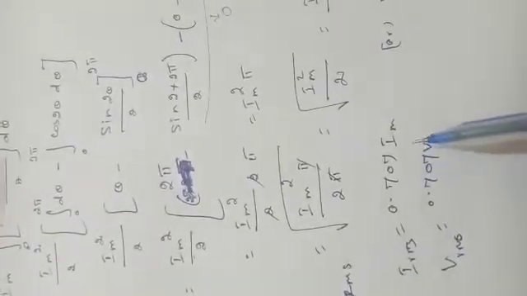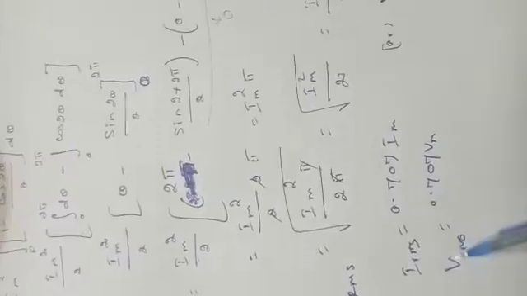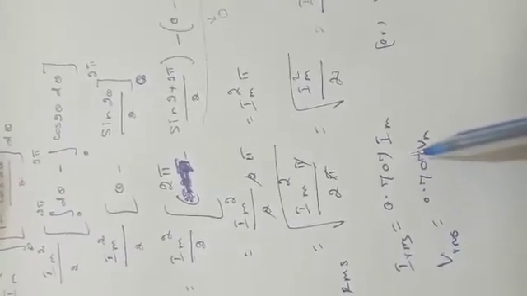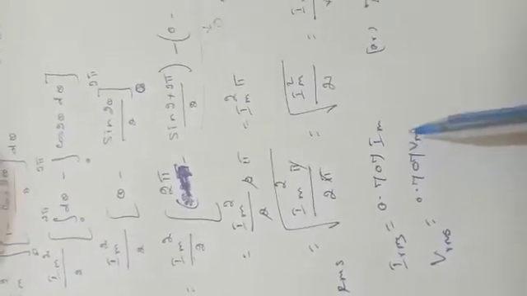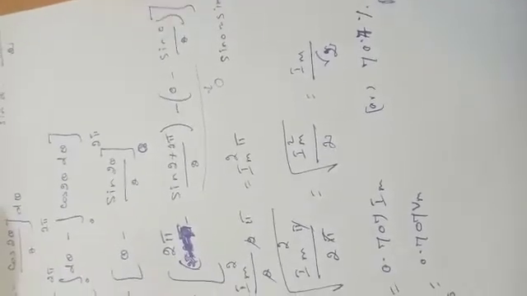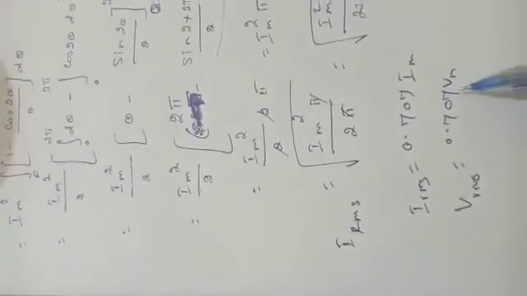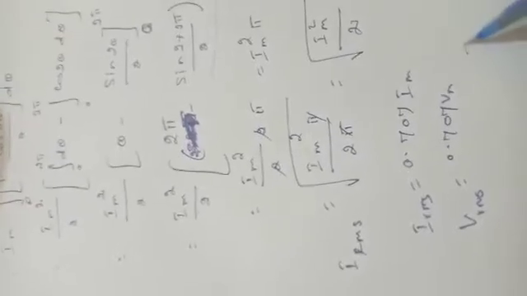So 1 by square root of 2 will become 0.707 into Im. So I RMS is equal to 0.707 Im. That is nothing but 70.7% of its peak value. In the same way, for the alternating voltage, VRMS is equal to 0.707 Vm. It also we can write as 70.7% of its peak value of the voltage.